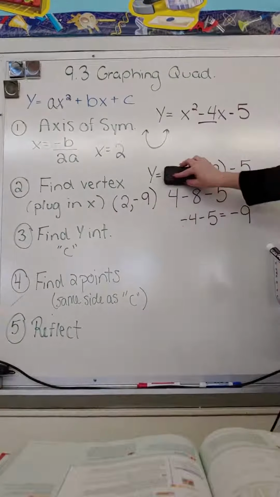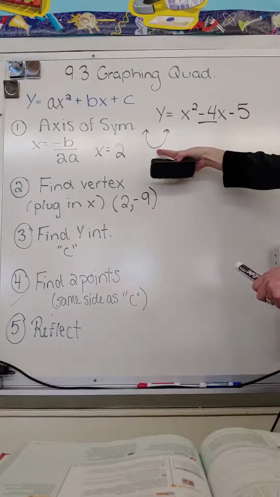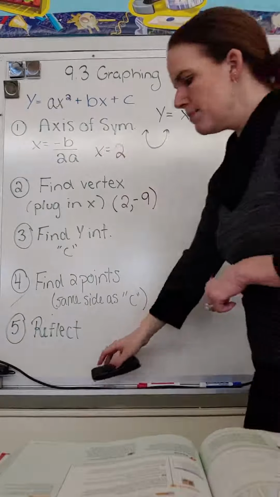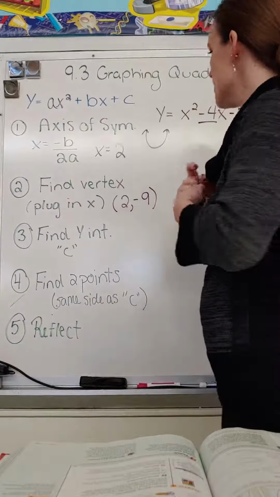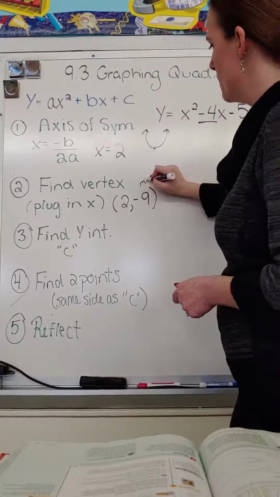And just a reminder that since we know that it's going to be this shape, that vertex has to be the minimum point. So that's basically going to correspond to this point right here. It's going to be a minimum.